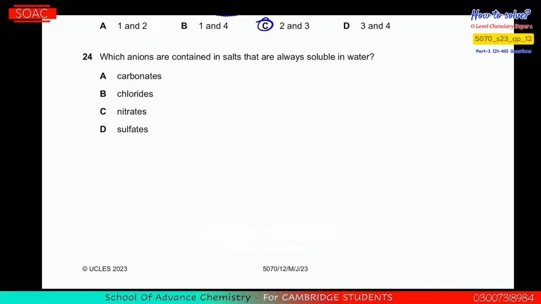Which anions are contained in salts that are always soluble in water? Carbonates, chlorides, nitrate, sulfate. Nitrate: all nitrates are water soluble. So C is the correct option.